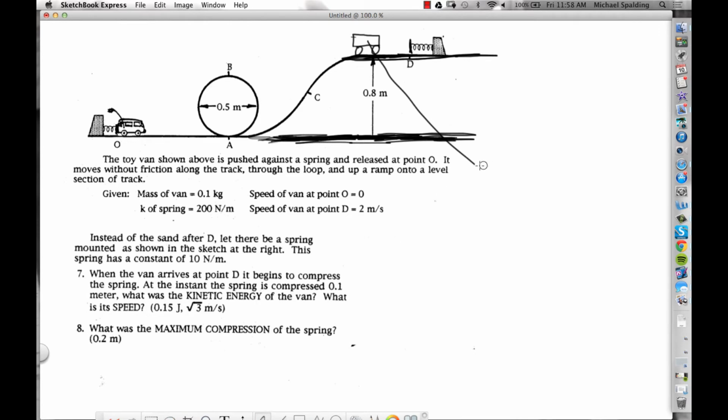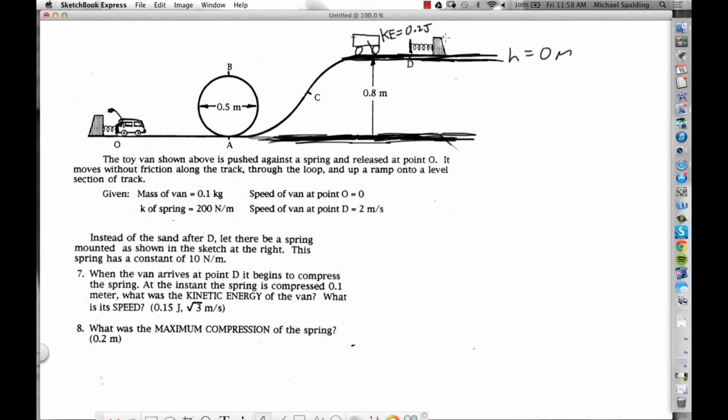Well, we're not done yet. Now I got to solve number 8. Okay, so here's the van. It's coming in, and it has a kinetic energy. So we're going to have the 0 point be up here, right? This is going to be our 0 point for 7 and 8. So the kinetic energy is equal to 0.2 joules before it hits the spring.